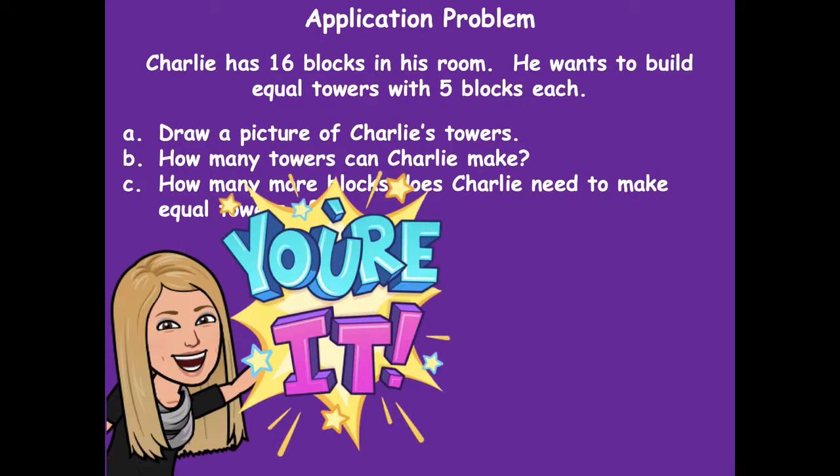Okay, so you're going to pause the video. You're going to take out those 16 blocks. Actually, you're just going to draw them on your dry erase board. Okay, he wants to build equal towers with 5 blocks in each. So remember, a tower goes on top, like stacks one on top of the other. Okay, go ahead and do that with 5 blocks each. Answer those 3 questions, and then click play when you're ready to go over it together.